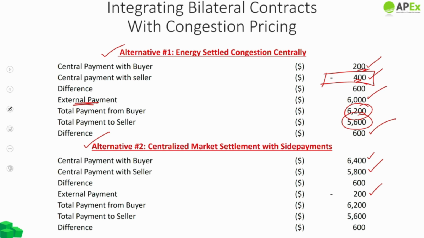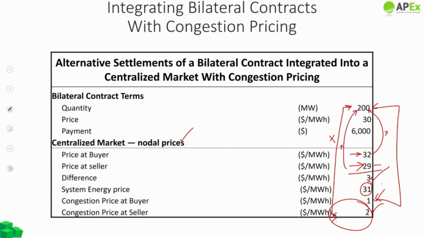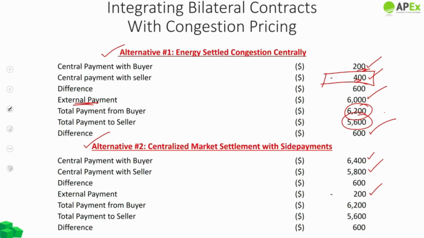It is equal to the difference between the system energy price, which is $31, and the contract price of $30. This guarantees that the buyer pays the contracted price of $30 for energy regardless of the system energy price. The table shows the total payment made by the buyer and the total payments received by the seller, which are exactly the same as under the first alternative.